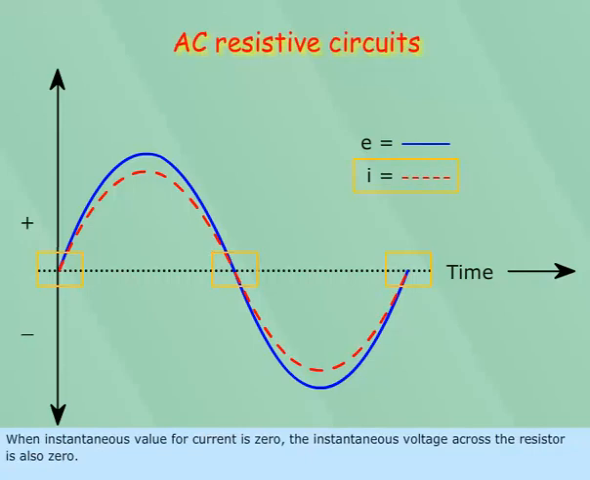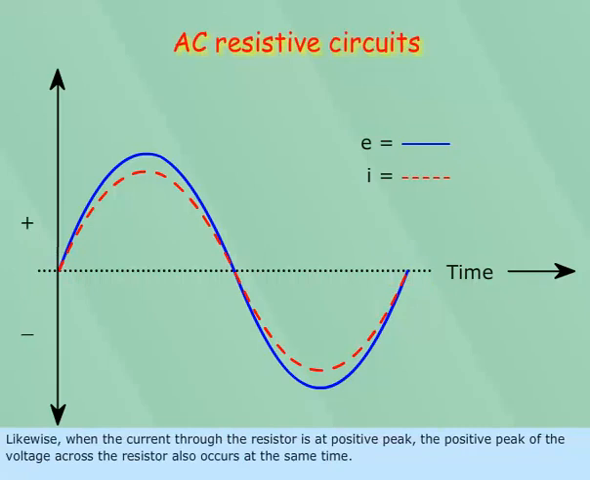When instantaneous value for current is 0, the instantaneous voltage across the resistor is also 0. Likewise, when the current through the resistor is at positive peak, the positive peak of the voltage across the resistor also occurs at the same time.